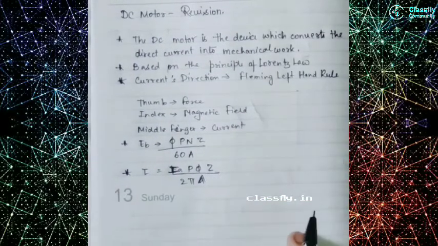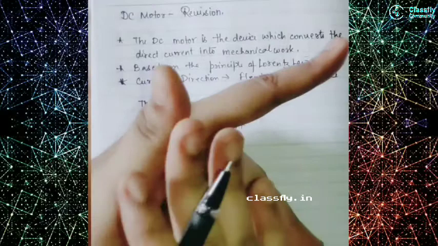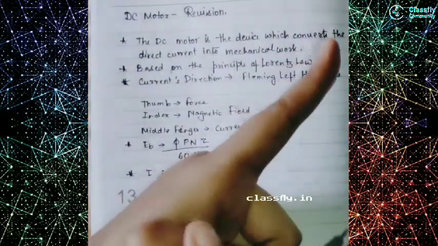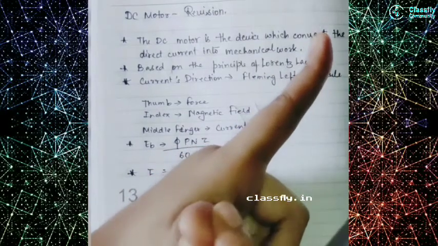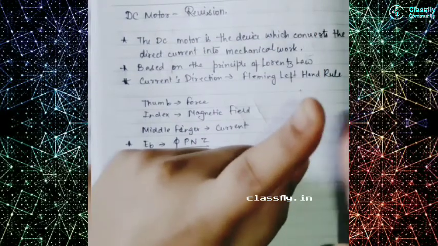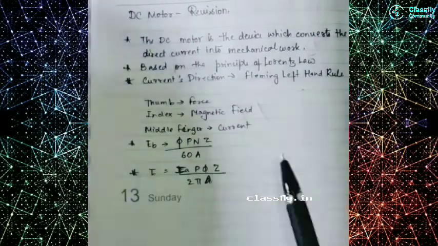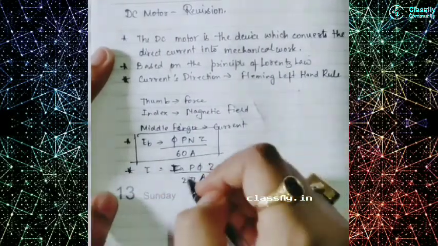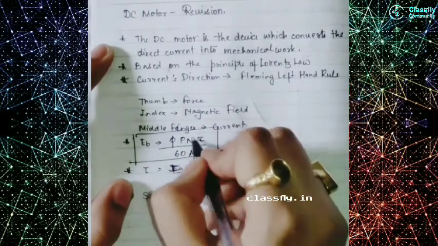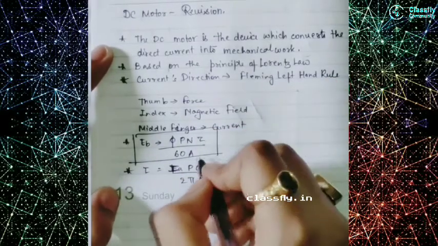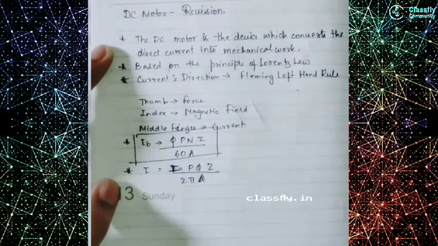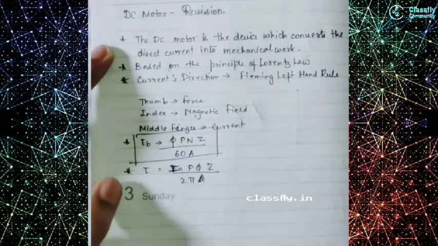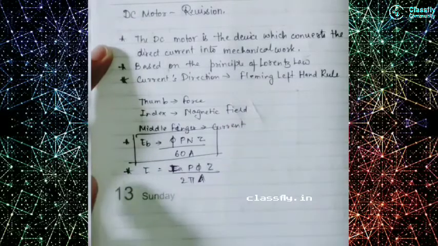Here we will determine the direction by Fleming's left hand rule, where the middle finger states the current direction, the thumb states your force, and the index finger states your magnetic field. And the back EMF formula is the same, that is φPNZ/60A. P is your number of poles, N is your speed of armature, A is your number of parallel paths distributed in the armature, Z is your total number of conductors in the armature, and phi is the flux.